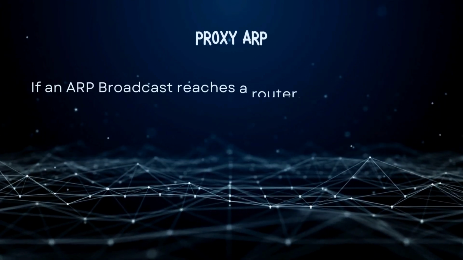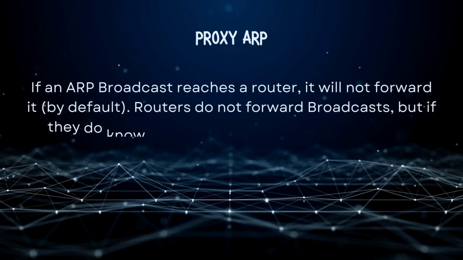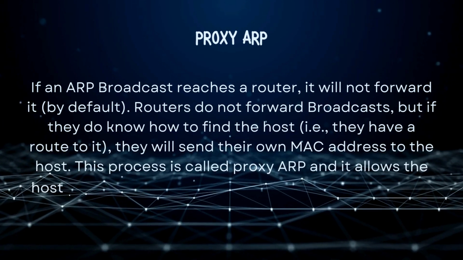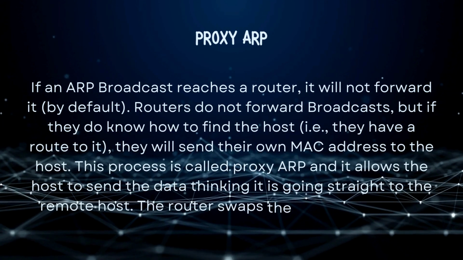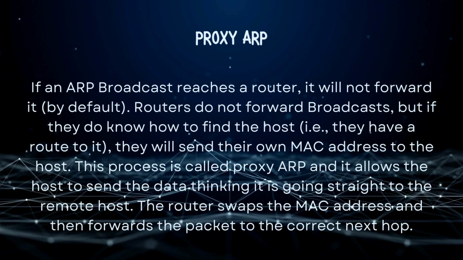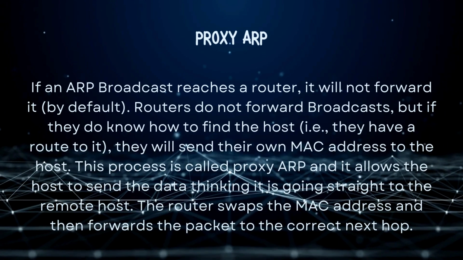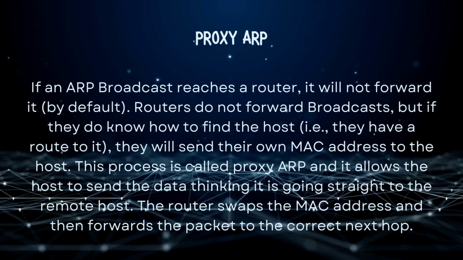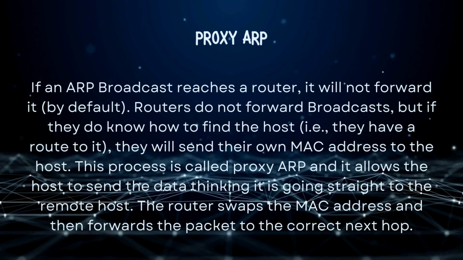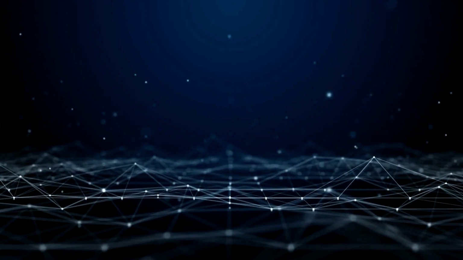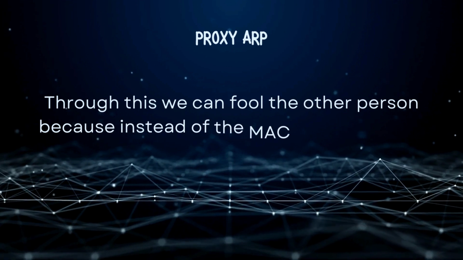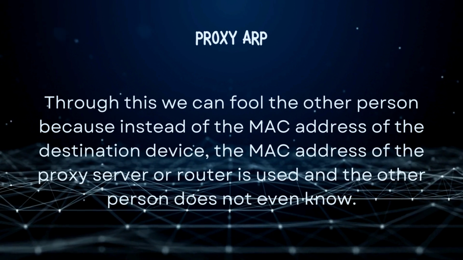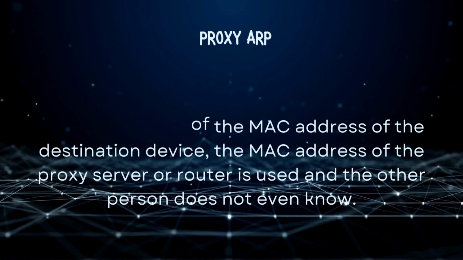If an ARP broadcast reaches a router, it will not forward it, by default. Routers do not forward broadcasts, but if they do know how to find the host, that is, they have a route to it, they will send their own MAC address to the host. This process is called proxy ARP, and it allows the host to send the data thinking it is going straight to the remote host. The router swaps the MAC address and then forwards the packet to the correct next hop. Through this, we can fool the other person because instead of the MAC address of the destination device, the MAC address of the proxy server or router is used and the other person does not even know.